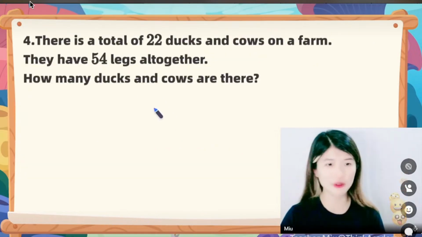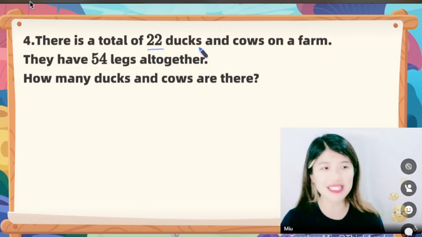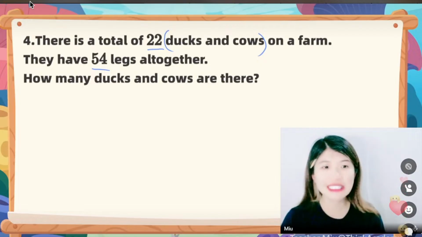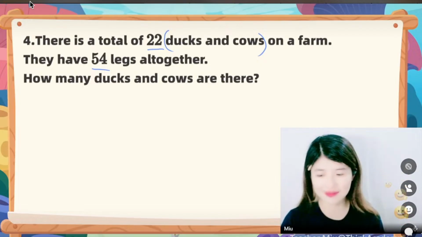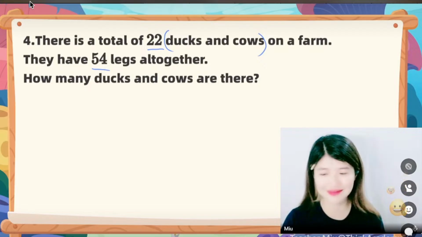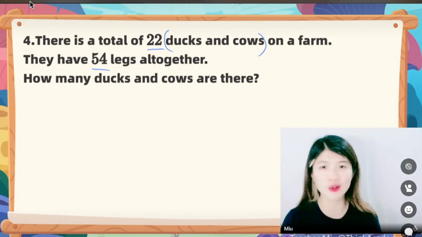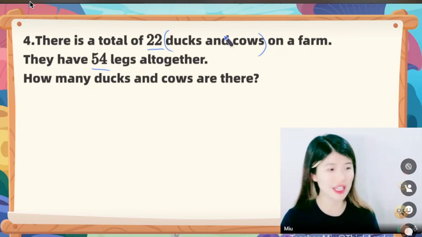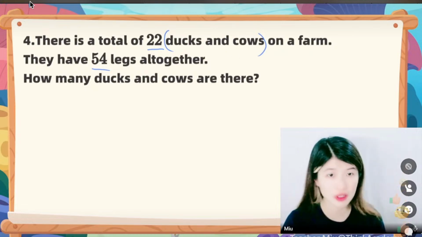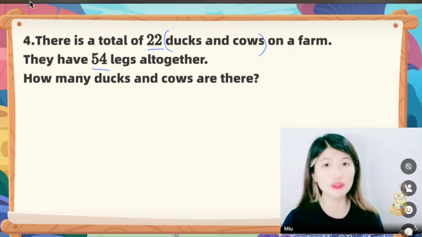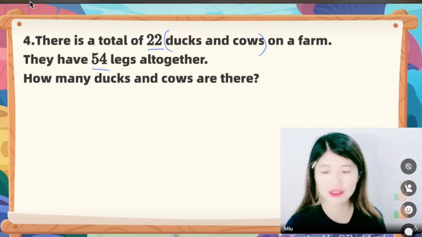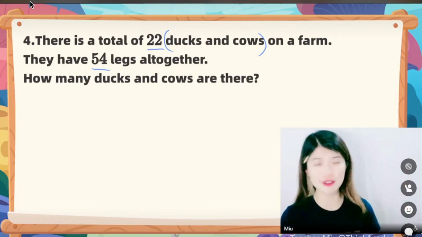Let's try one by yourself. There are altogether 22 ducks and cows on the farm, and altogether they have 54 legs. How many ducks and cows are there? Then you say, Mew, this is about ducks and cows, I don't know anymore. If I change it into, say, ducks and dinosaurs, or ducks and crocodiles, basically they are the same thing. Do not use algebra. No algebra. Try this question by yourself.